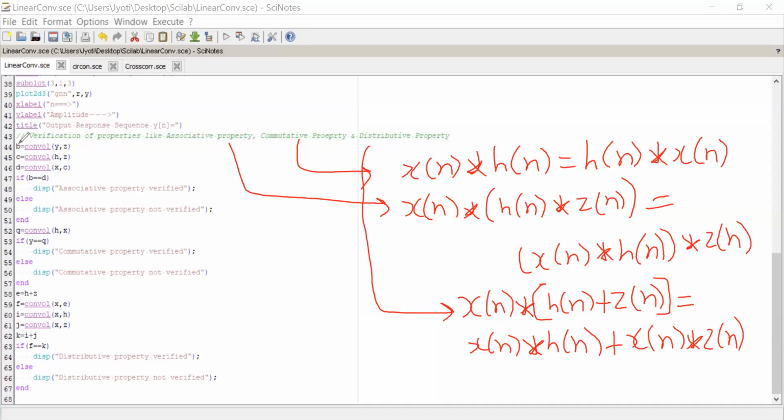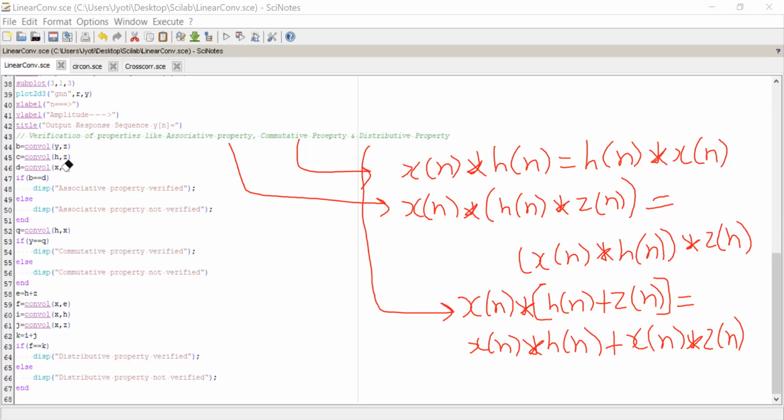Here B is equal to the convolution of y and z. Then C is equal to the convolution of h and z. That means B is equal to the convolution of y and z, where y you already got. Y is nothing but the convolution of x of n with h of n. Previously we have done that convolution. This should be convolved with z of n. That is B. That will be stored in B.